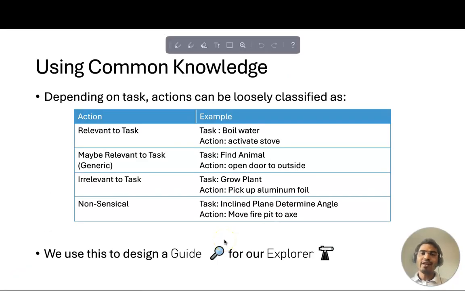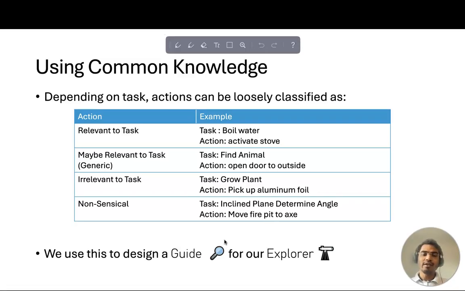Now, one of the ways to reduce this large action space is to actually use common knowledge to understand which action is relevant for a given task and which action is irrelevant. Some actions may be relevant to the task at hand. For example, for boiling water, activating of the stove is a relevant action, and some actions are generic, which may be relevant to a lot of tasks. Some actions are irrelevant to a given task.